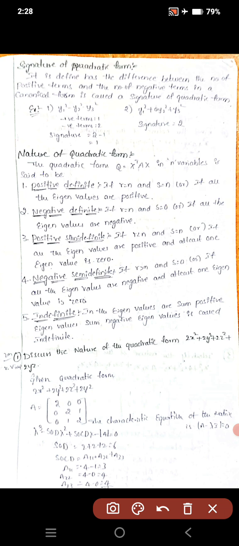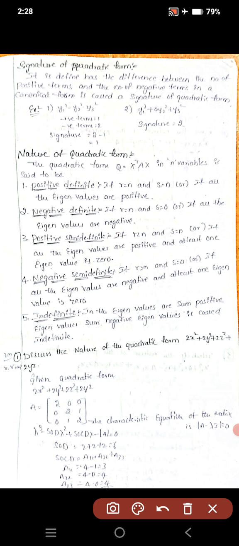Second one, negative definite. If r is equal to n and s is equal to 0, index equal to 0, then it is called negative definite. Or, if all the eigenvalues are negative, it is called negative definite.